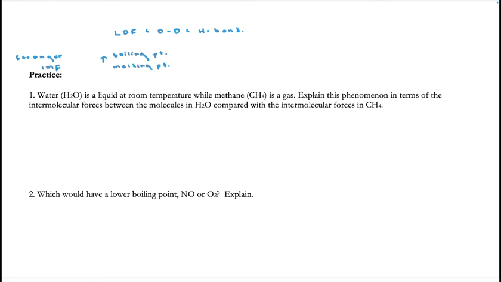Water is a liquid at room temperature, right? While methane is a gas. All right, so why would water be a liquid at room temperature while methane is a gas? Well, what that tells me is that the intermolecular force for water is stronger than that for methane, because it is a liquid. Well, what I have to do is figure out what type of intermolecular force water has versus methane. So if I draw water, what you'll notice is that the hydrogen is attached to oxygen, okay?